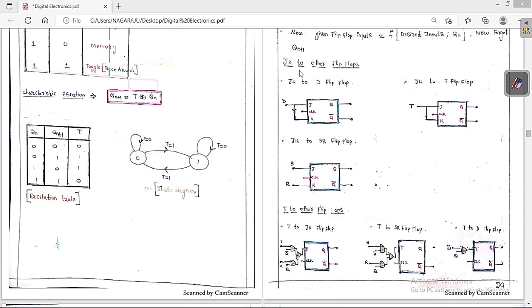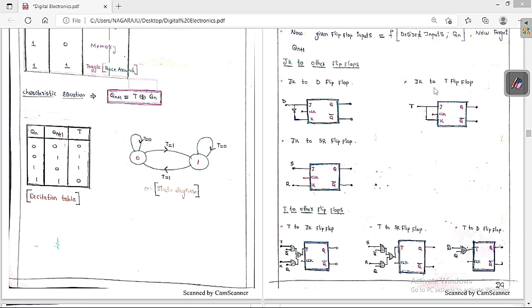So now let me tell you some important things here. See, JK to other flip-flops. So here they are given JK flip-flops, and I want to configure the JK flip-flop to other flip-flops. Then we are doing it like this. See, if I want to configure JK to D flip-flop, for this JK flip-flop we have to connect an inverter between J and K, and this common part we are going to assume as D. So we can see clearly from the circuit, we have made the D flip-flop from the JK flip-flop by this connection.